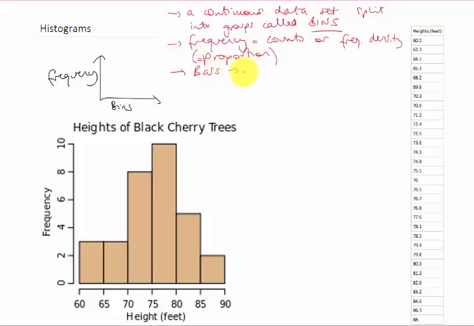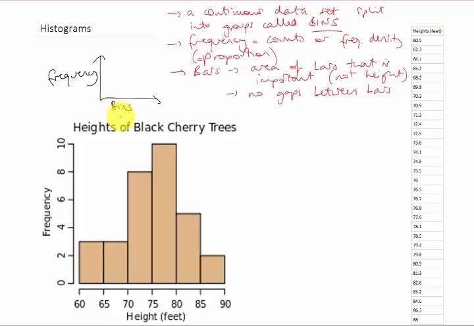Two important things about these bars differentiate them from bar charts. It is purely the area of the bars that is important, not their height. And the second thing is that there are no gaps between the bars. Okay, so that's the general outline. Those are the rules. Now let's work through this example.